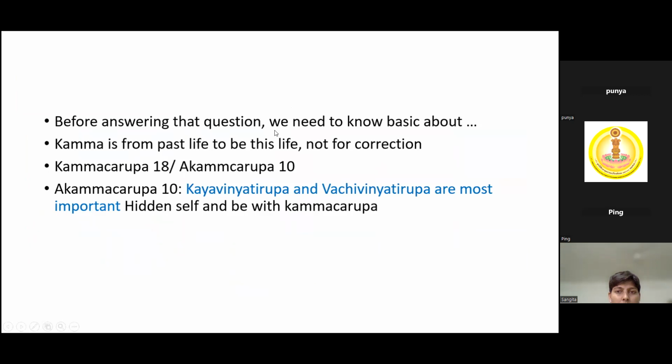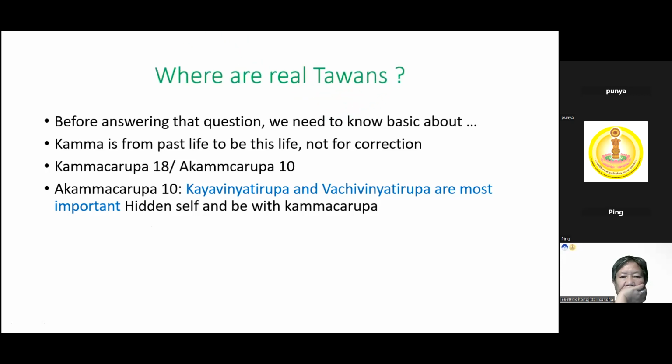Before answering the question, we need to know the basics first. Kamma is from the past life. It's not from this life, and it's not for correction. Kamma Sharupa is 18 and Agamma Sharupa is 10. The total is Rupa 28. And Agamma Sharupa is very important because it can cause punya and papa, and we're gonna know about this in the next slide.